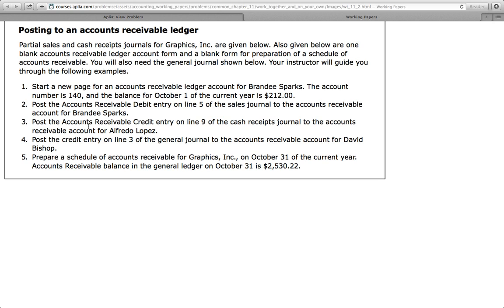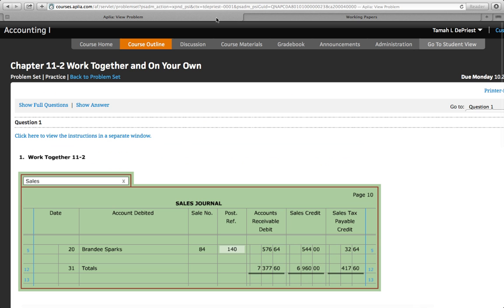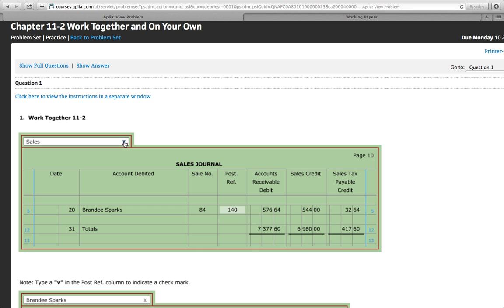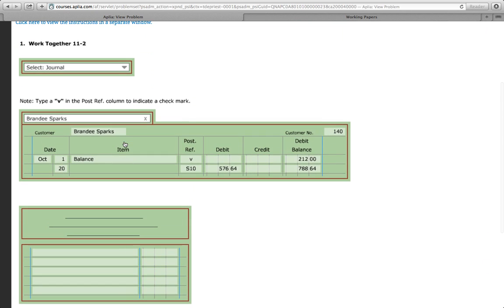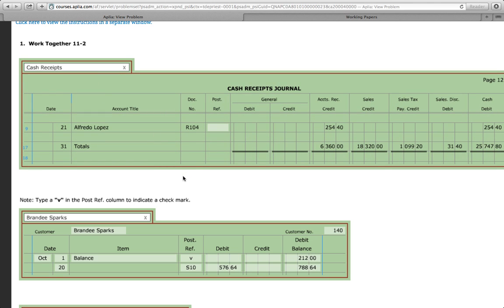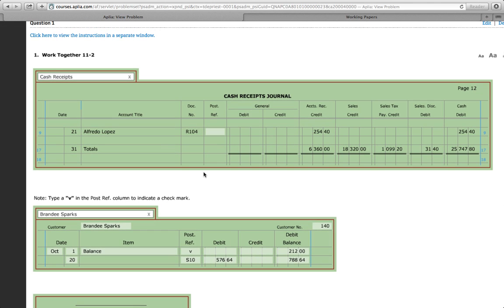Instruction number 3 says post the accounts receivable credit entry on line 9 of the cash receipts journal to the accounts receivable account for Alfredo Lopez. So now they want us to go to the cash receipts journal. And obviously there are more entries in this journal than what we see. They're only having us just do a sample of everything. Now at some point we sold to Alfredo on account. Now he's paying us on account. So we need to post this to his ledger.